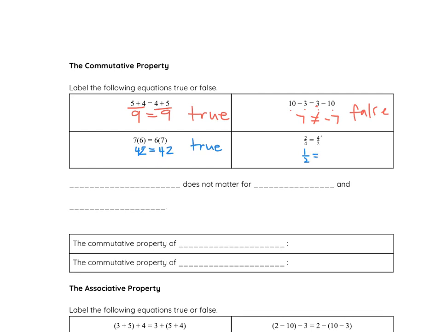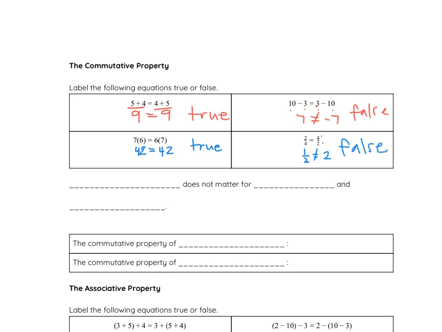The one on the right-hand side is 4 divided by 2. 4 divided by 2 is 2. So again, this was the same operation, division, same numbers, 2 and 4, but the order was different. 1/2 is not equal to 2, so this statement was also false.